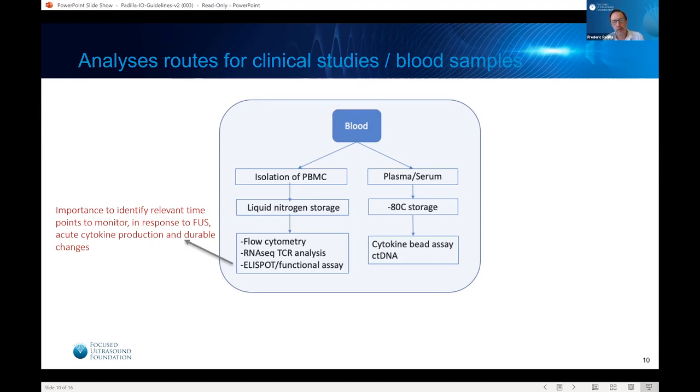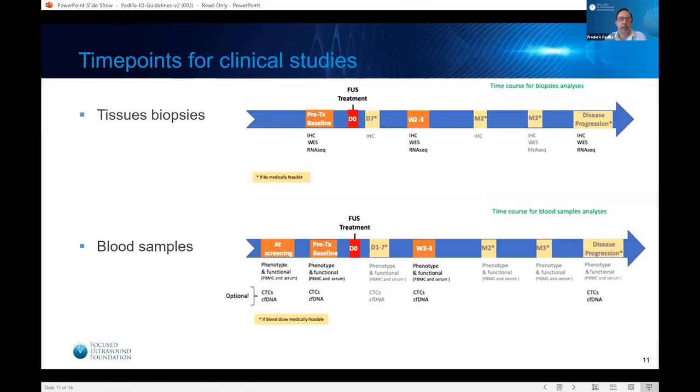Here again, the question of the time points is really important, and something that we touched on during our discussions is that it's really important to identify the relevant time points to monitor the response to focused ultrasound. For example, the peak of cytokine production, the peak of antigen release. And what we suggest in terms of time points, and again, these are very general considerations, is of course to have a pre-treatment baseline sample in terms of tissue biopsy, and to have at least a sample at 2-3 weeks after the treatment, when possible, when an adaptive immune response could have developed.